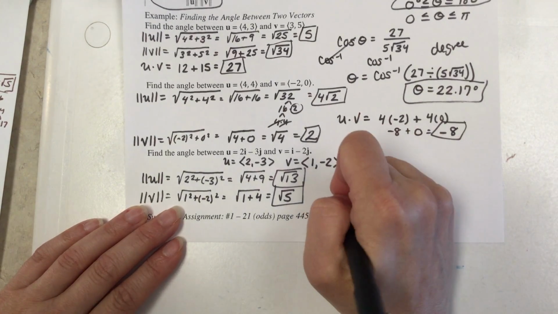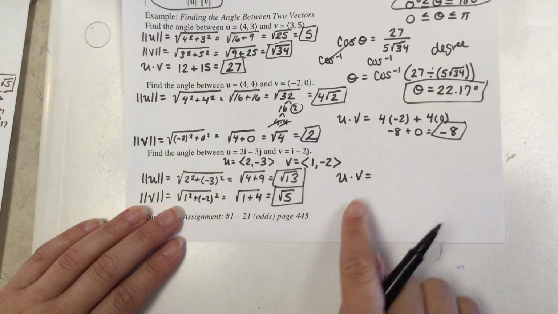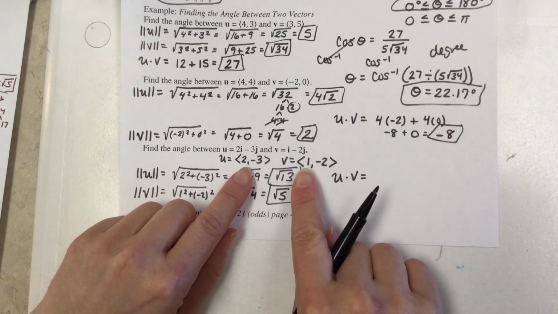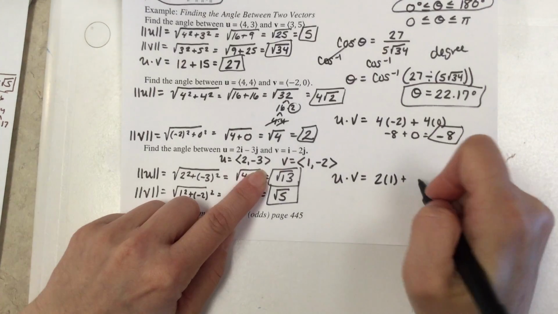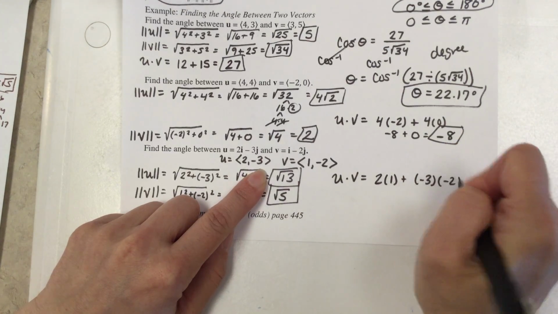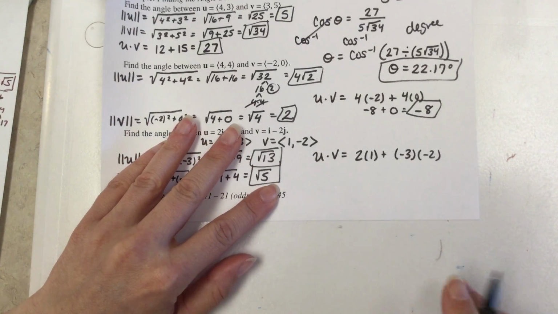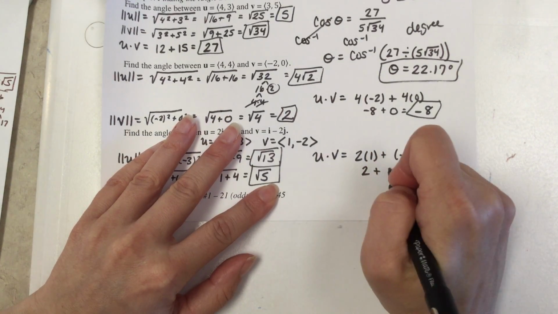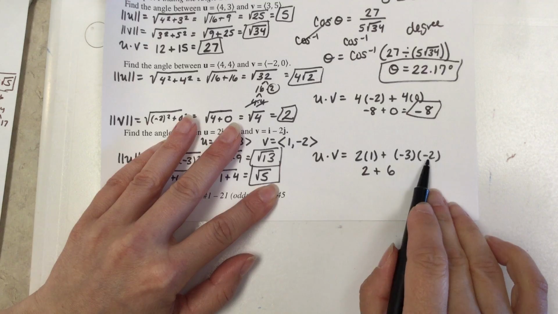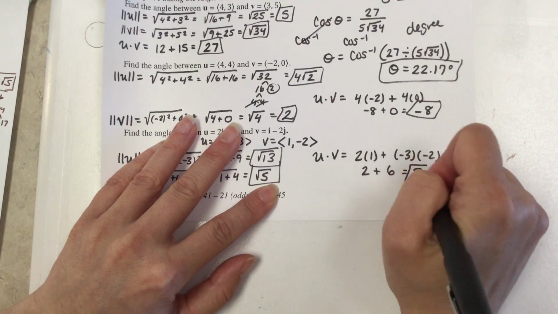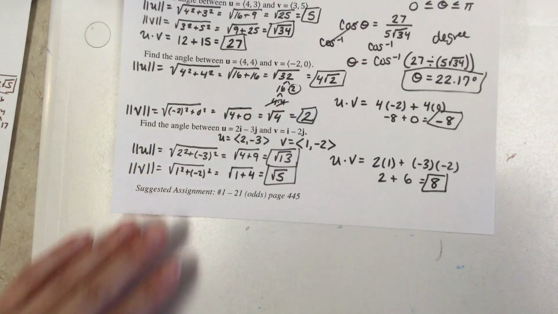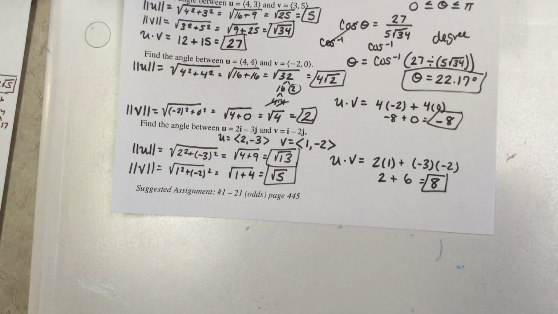Now I need the dot product, u and v. Dot product between u and v. Multiply the x components, 2 times 1, plus multiply the y components, negative 3 times negative 2. 2 plus, negative times a negative is a positive, 3 times 2 is 6. So 2 plus 6 is 8. So the last thing is we're going to put all of that information together and solve for the angle.